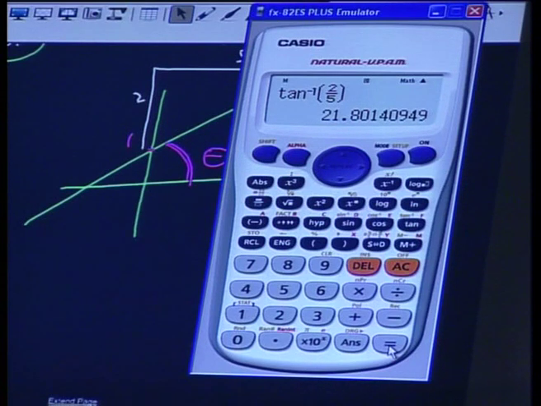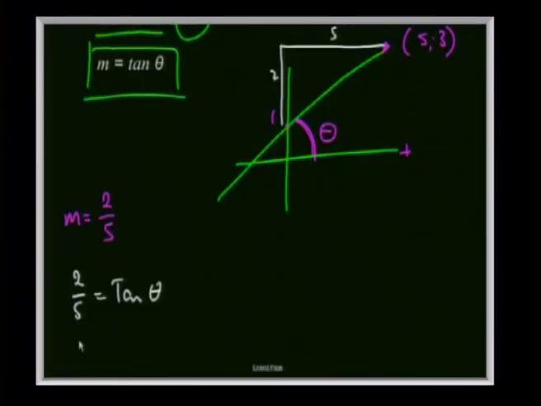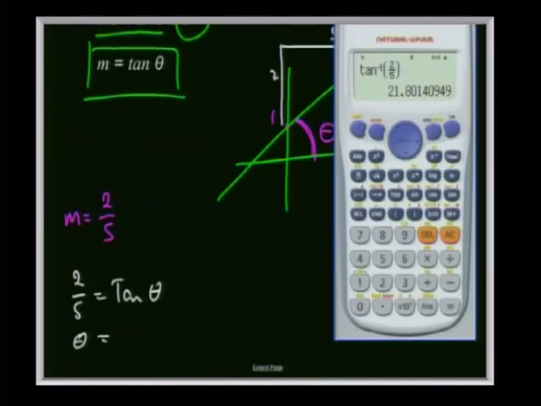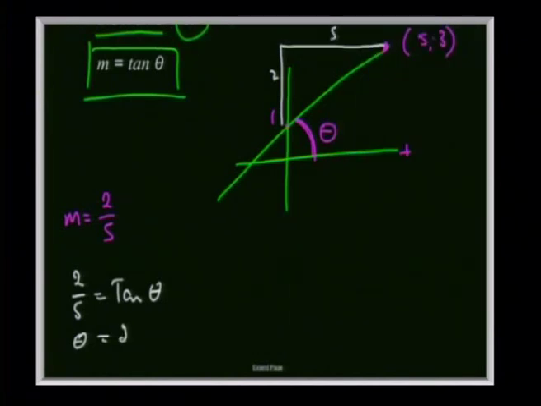I'm going to work to 1 decimal place with angles. Please make sure you read the front of your exam booklet to see how many decimal places your examiner would like you to work to. So here we have that theta is equal to 21,8 degrees. Our angle of inclination is 21,8.